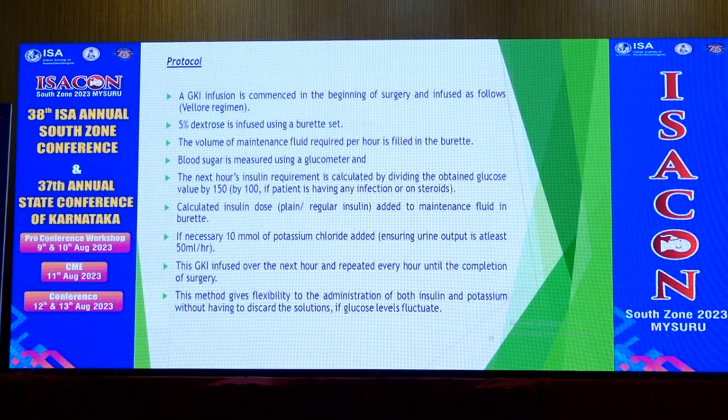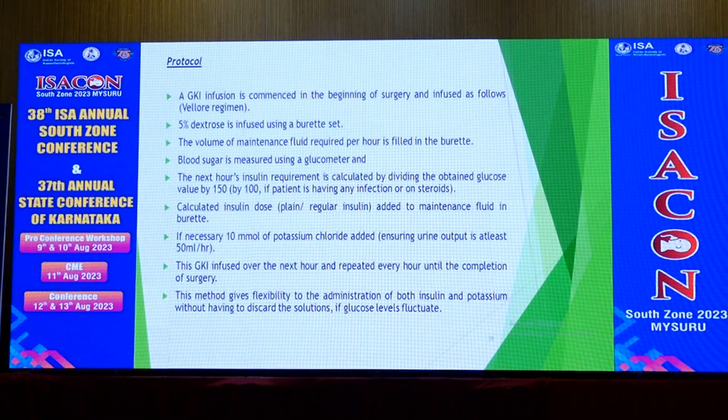The GKI infusion most commonly recommended is the Vellore regimen. 5% dextrose is taken in the burette, by measuring the 1 hour requirement of fluid, which is filled in the burette, and blood sugar is measured using a glucometer, and that blood sugar value is divided by 150. But if the patient is on steroids or has infection, the denominator changes to 100. So the calculated insulin will be added to the burette as the maintenance insulin.